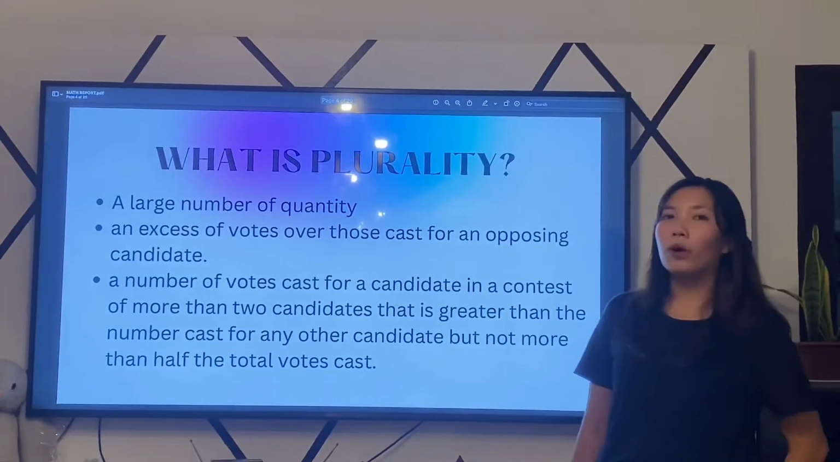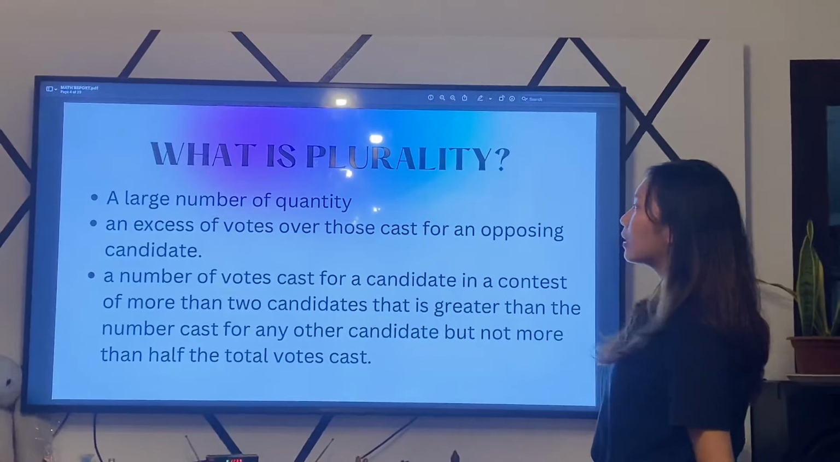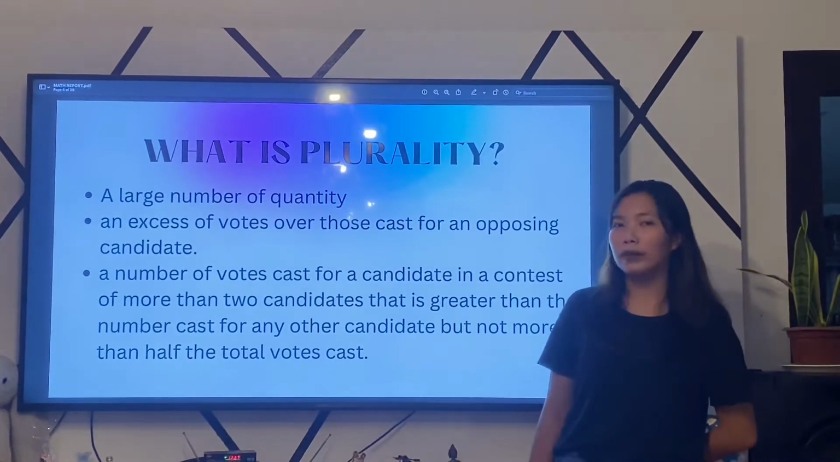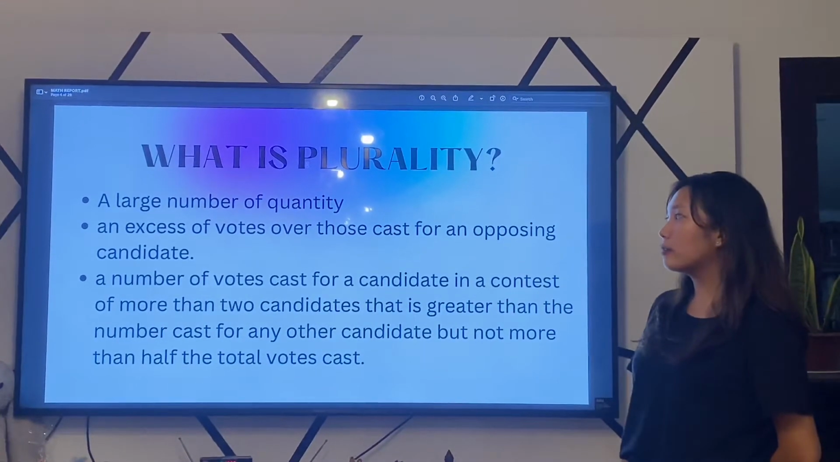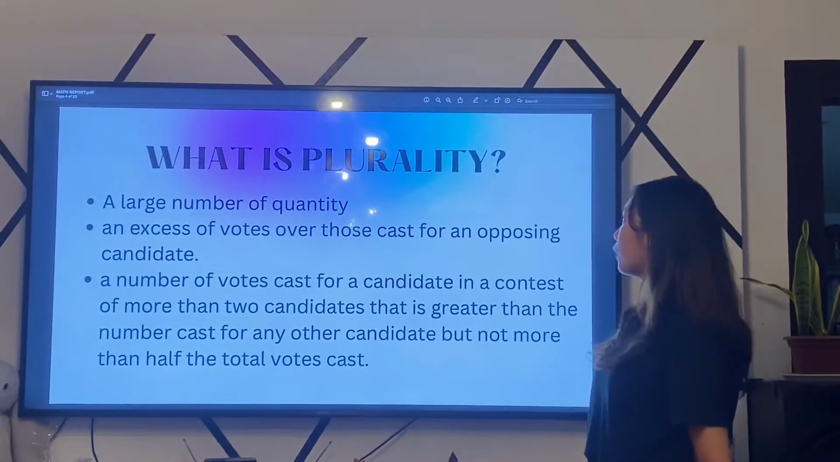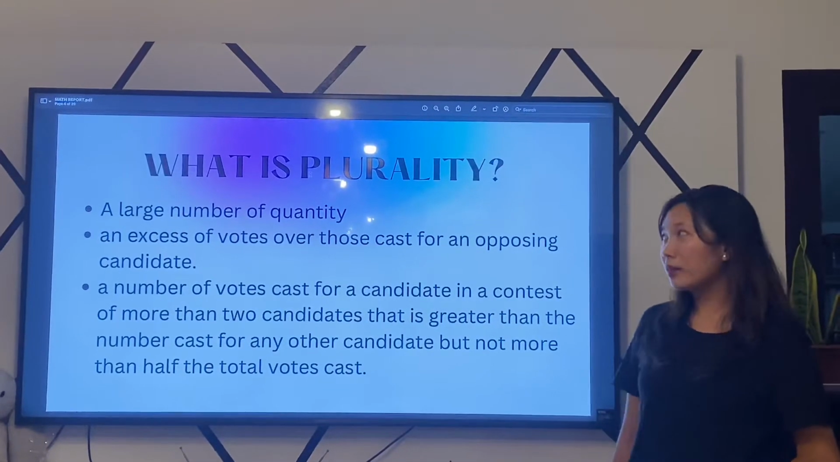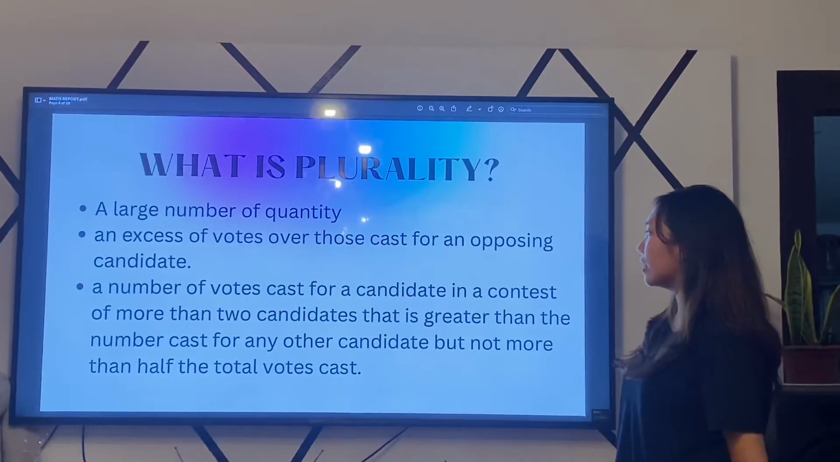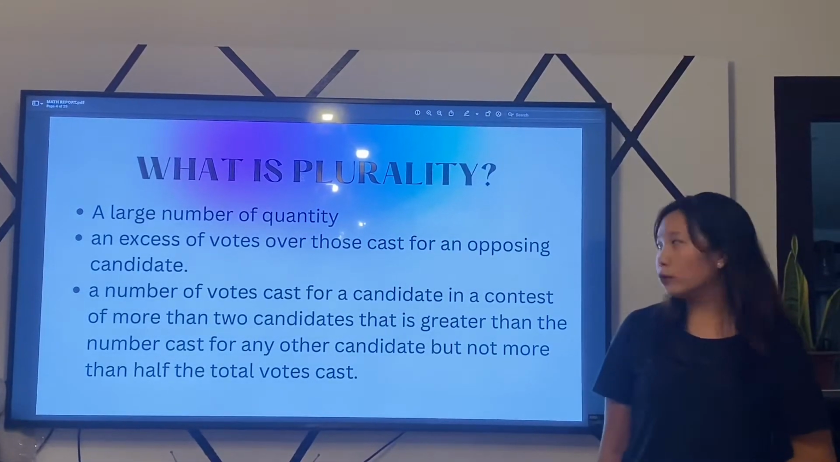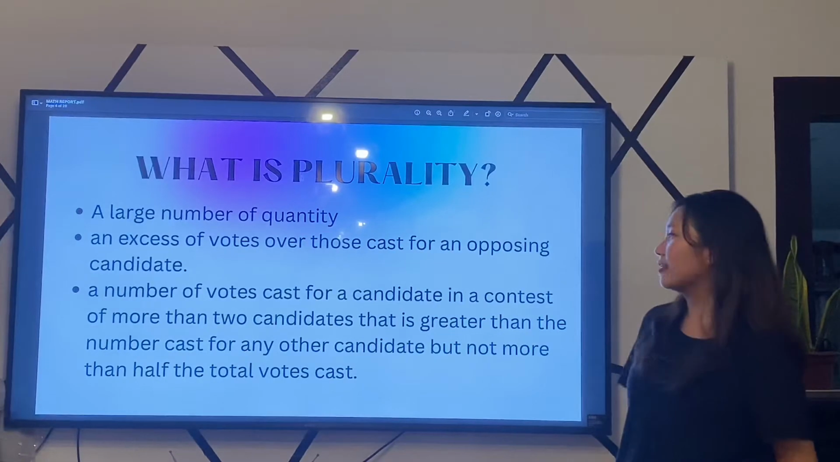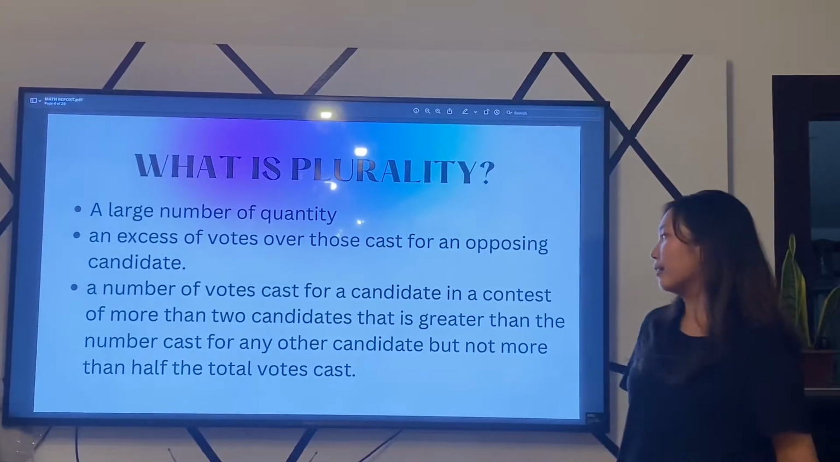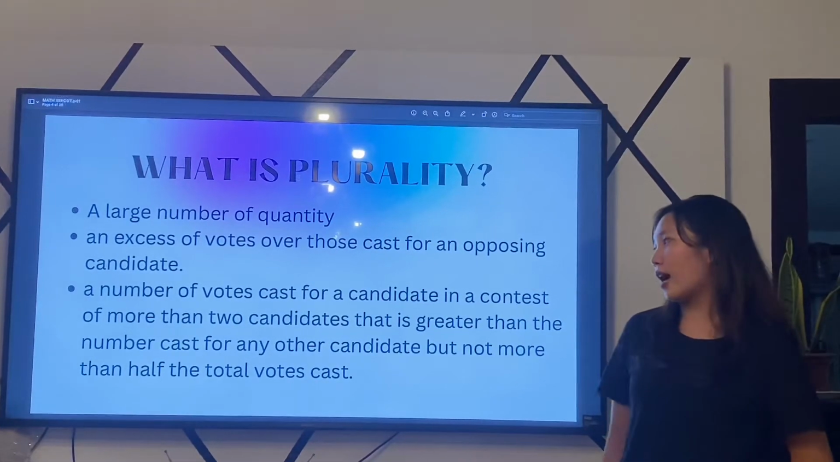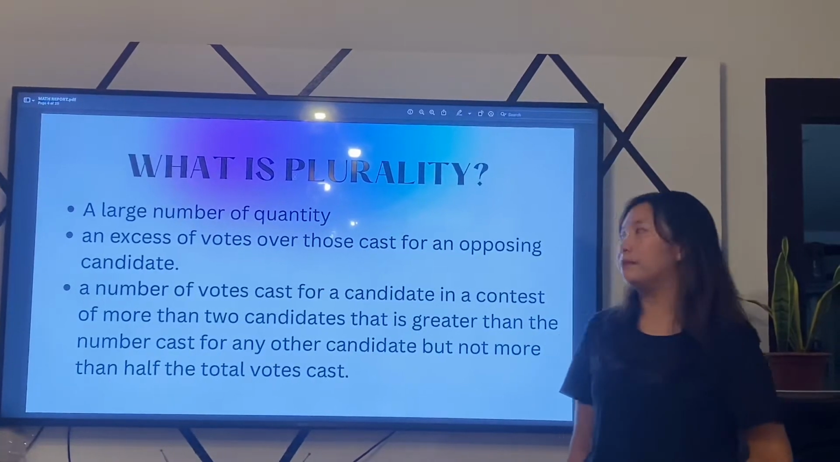Next, what is plurality? Plurality is a large number of quantity. It is also an excess of votes over those cast for an opposing candidate. Plurality is also the number of votes cast for a candidate in a contest of more than two candidates that is greater than the number cast for any other candidate but not more than half the total votes cast.